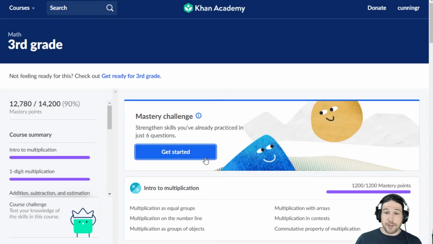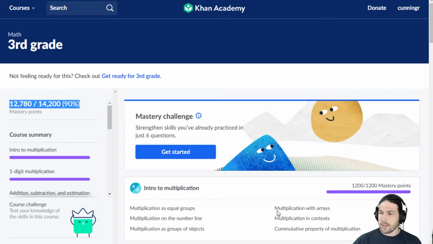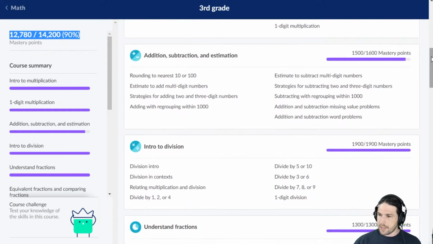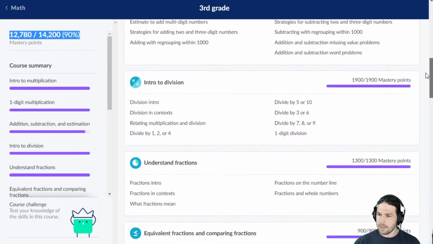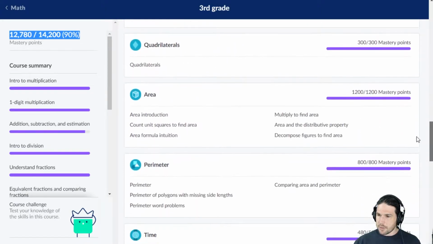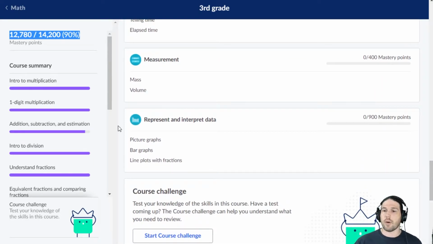So here we are in the third grade curriculum. We are 90% of the way done with third grade, and we are going to head down to where we left off. Now, we are going to have to do some of these again before we're 100% done. Actually, it's just that one. Oh, and one on time as well. Okay, all good.